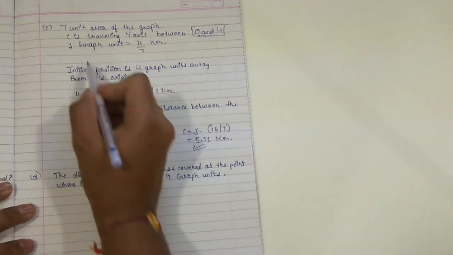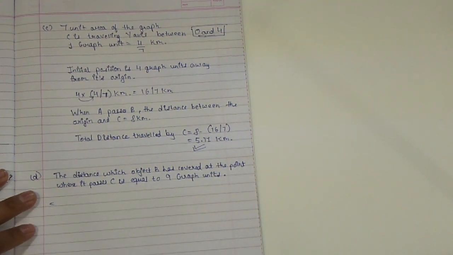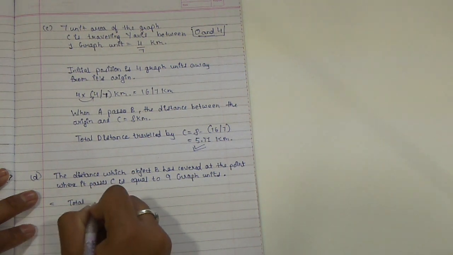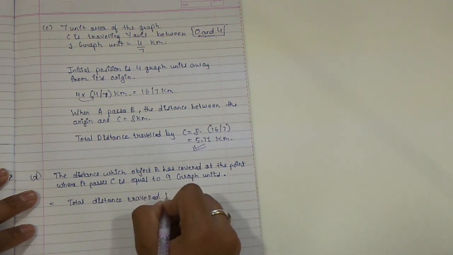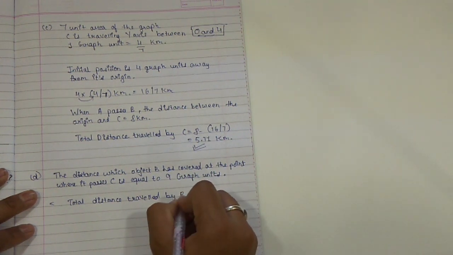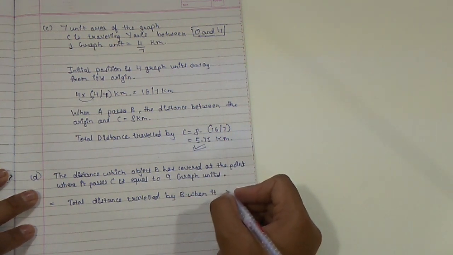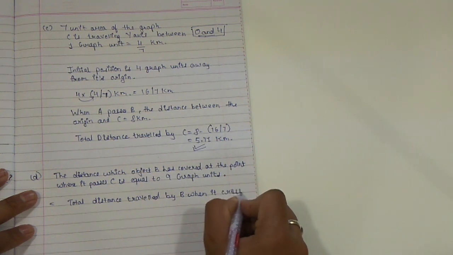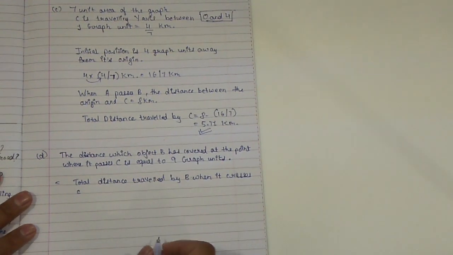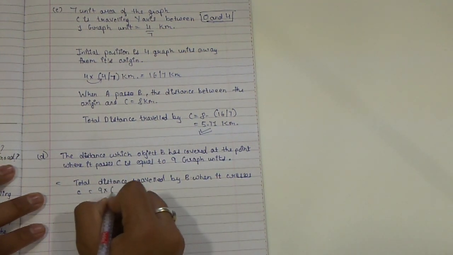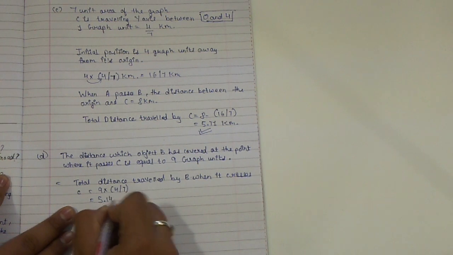Now in the previous question we saw that 1 graph unit is equal to 4 by 7 kilometer. So we have to simply put the value. The total distance traveled by B when it crosses C will be equal to 9 into 4 divided by 7, which will be 5.14 kilometers.